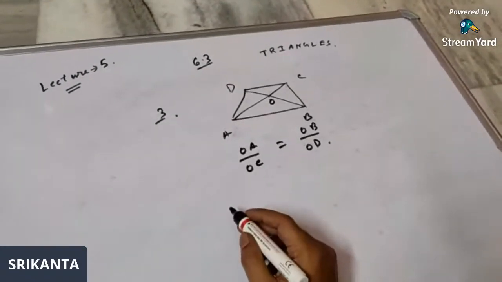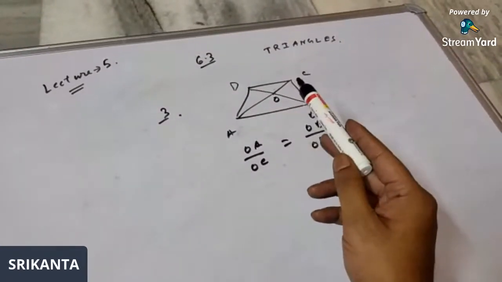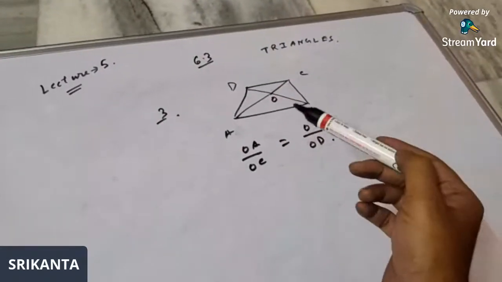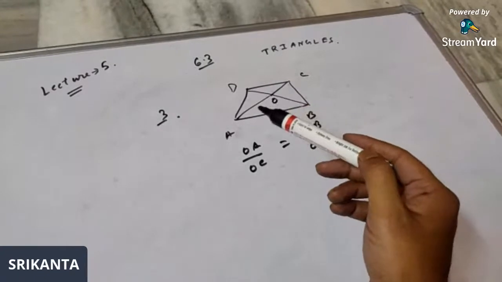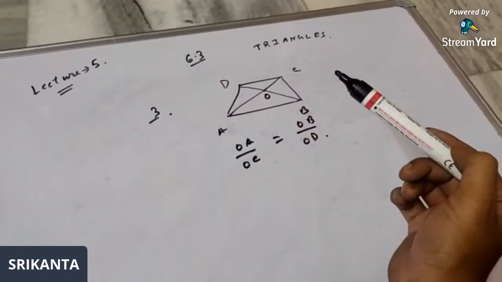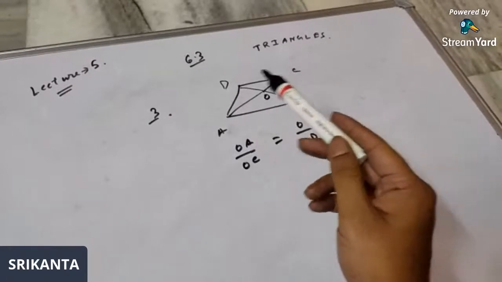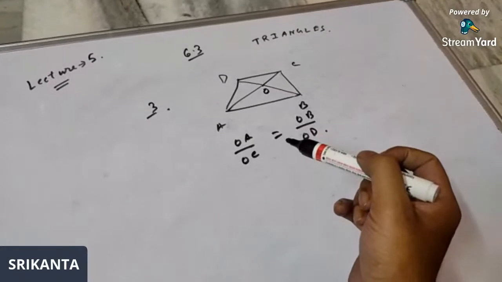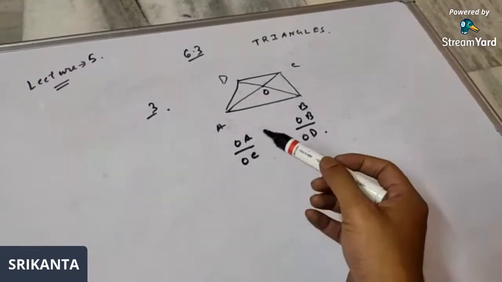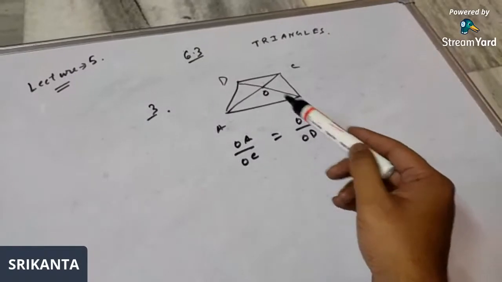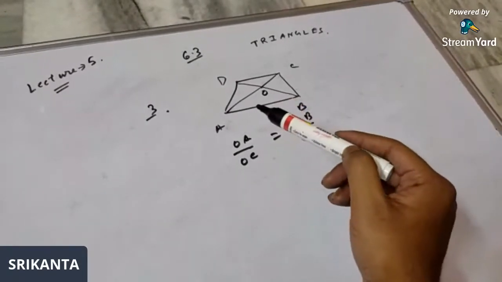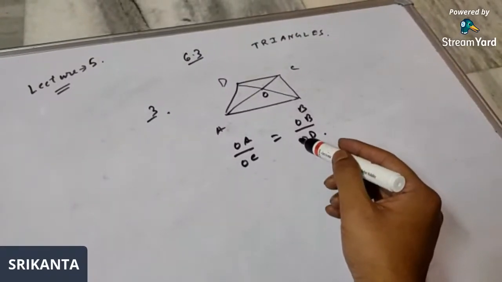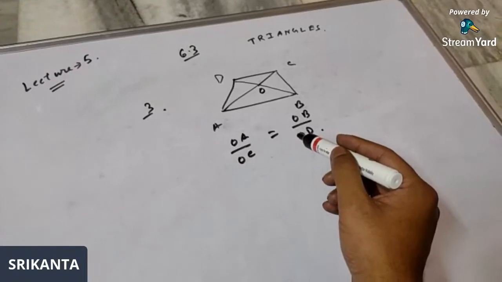This one is very easy. You know why? As you can see, AO and OC belong to triangle ACD, and OB and OD belong to triangle ABD. So that means OA by OB is equal to OC by OD. This you need to solve. So this becomes very easy.